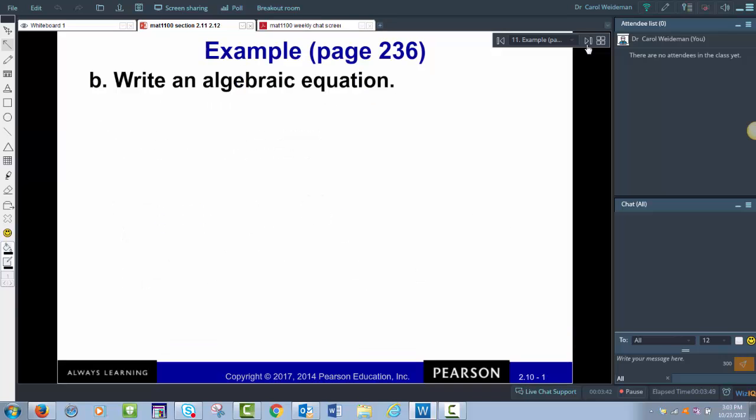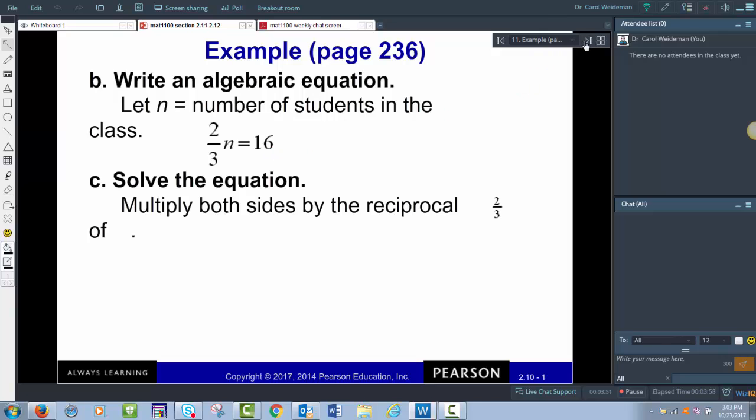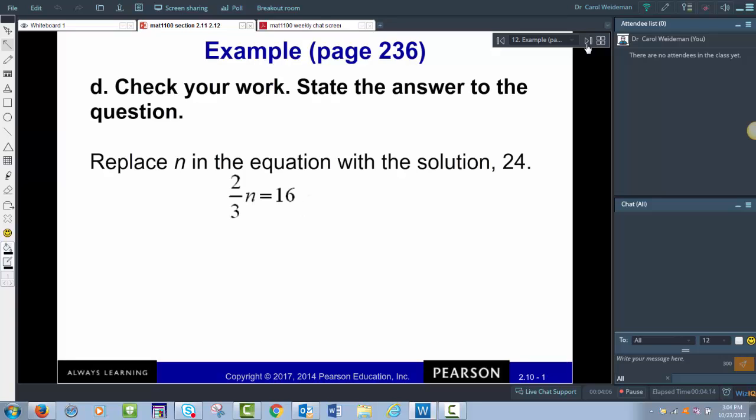Now let's do it algebraically. Let n be the number of students in the class. We know 2/3 of the students in the class equals 16. Solve it. Multiply both sides by the reciprocal of 2/3, which is 3/2. When I multiply both sides by 3/2, I come up with 24 students. And again, we can check our answer. Replace n with 24 in the original equation. 3 goes into 24 8 times. 8 times 2 is 16.